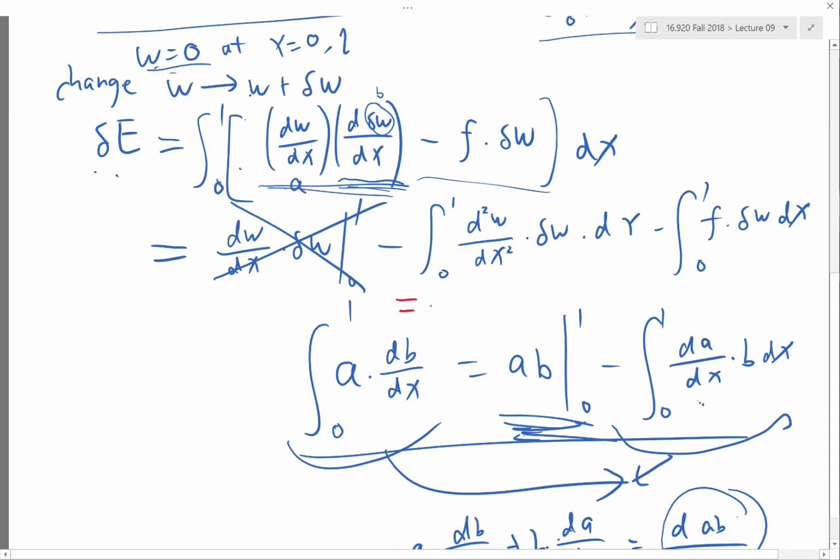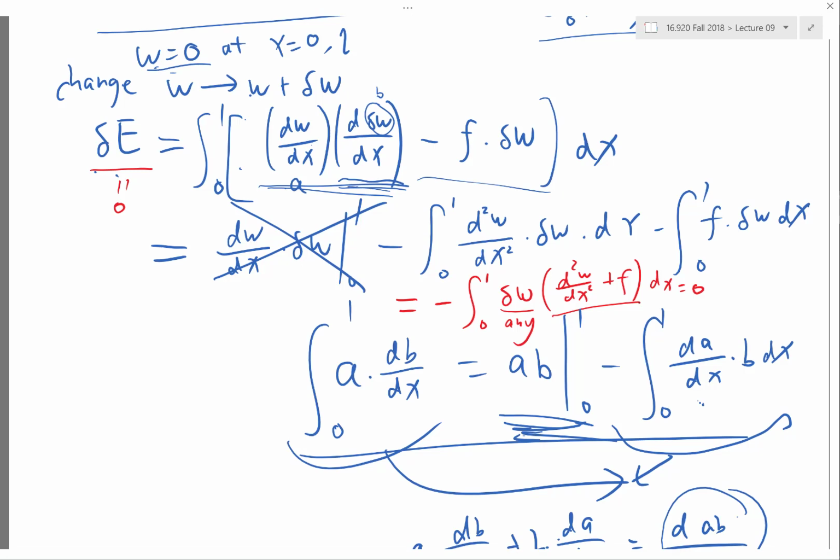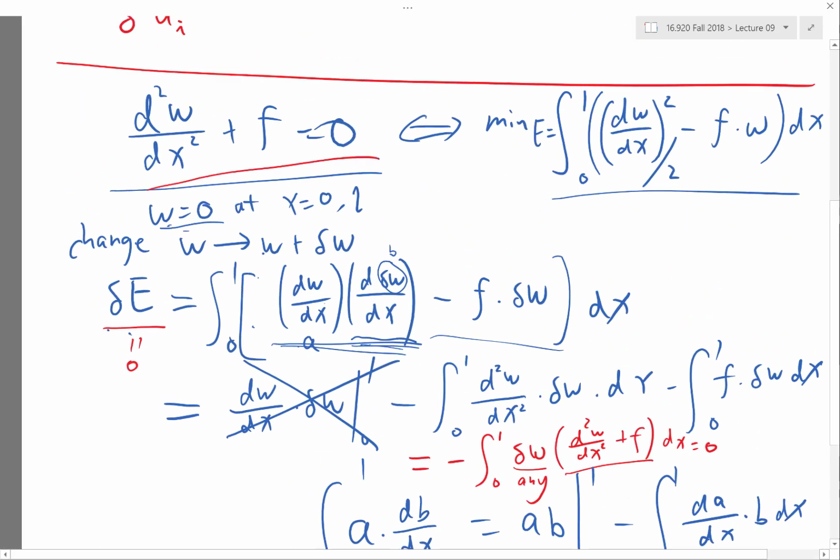remaining is minus the integration from 0 to 1. These two terms can combine with each other. They all have a delta w in common: d squared w/dx squared plus f would be equal to 0. So now for the delta E to be 0 for any delta w, d squared w/dx squared plus f has to be 0. Therefore, we get the Poisson's equation.